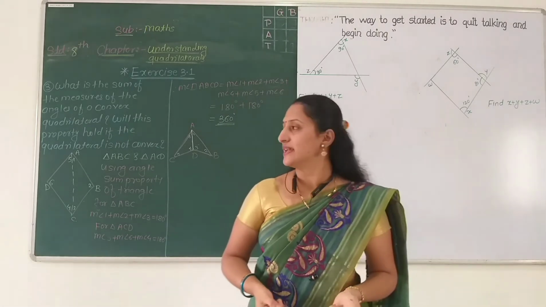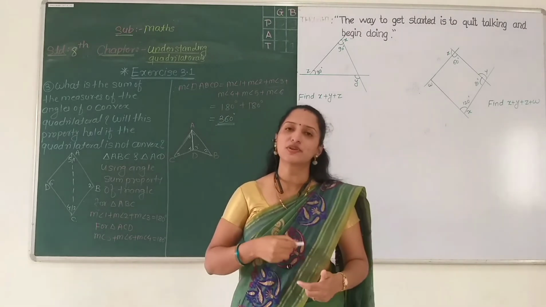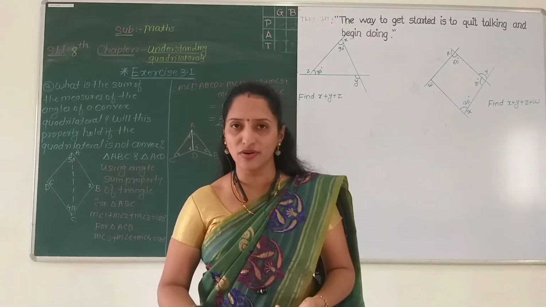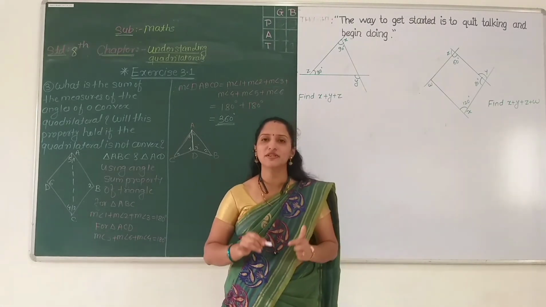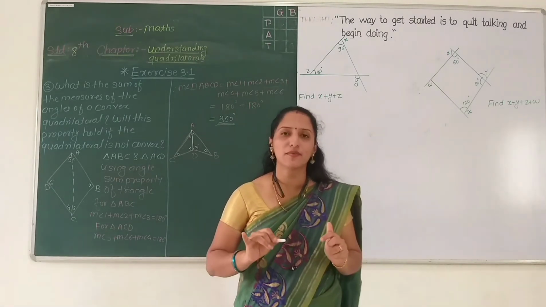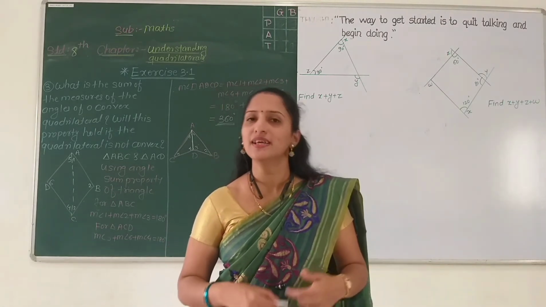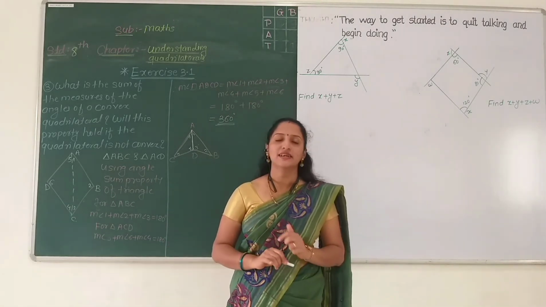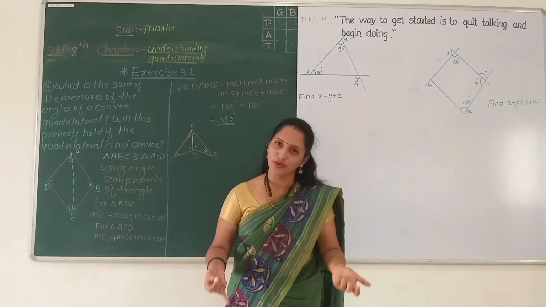So there is no change if the polygon is a convex quadrilateral or a concave quadrilateral. The sum of the measures of all angles of a quadrilateral is 360 degrees. It doesn't matter if the quadrilateral is convex or concave.